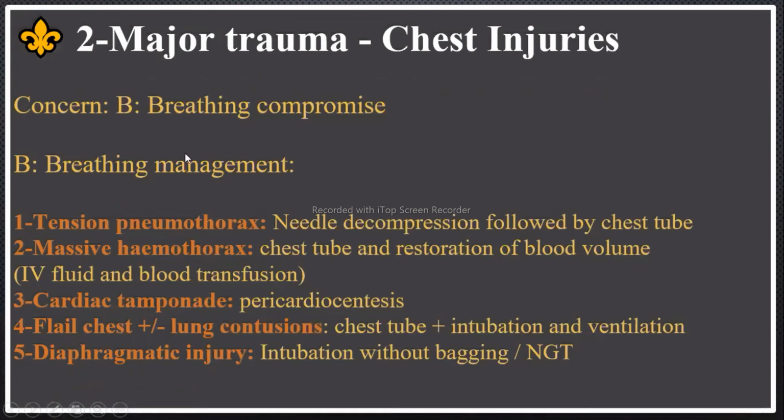So here, in any breathing problem, you have to be familiar with the treatment. Tension pneumothorax, needle decompression followed by chest tube. Massive hemothorax, chest tube and restoration of blood volume, so you can give IV fluid and blood transfusion. Also, regarding cardiac tamponade, pericardiocentesis. As we said before, it will be thoracotomy if arrest, but if not arrest, you can do pericardiocentesis.